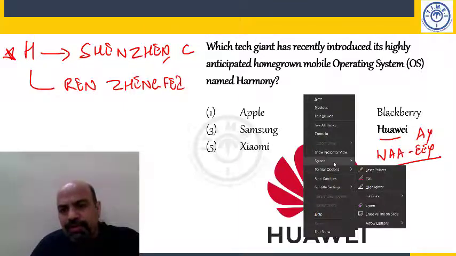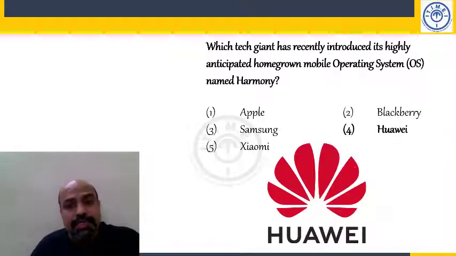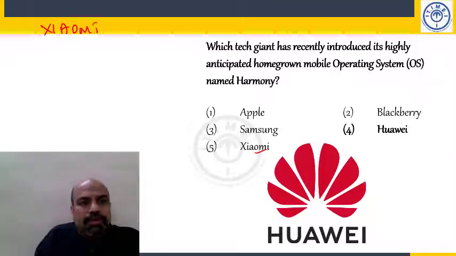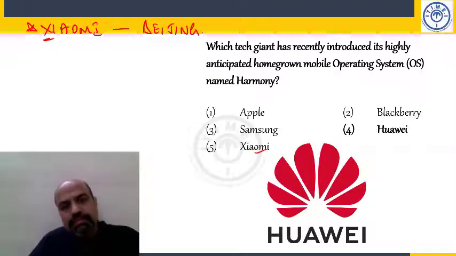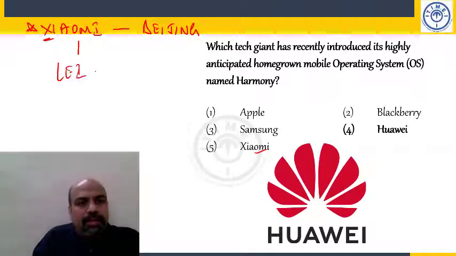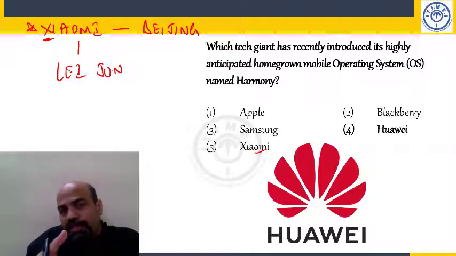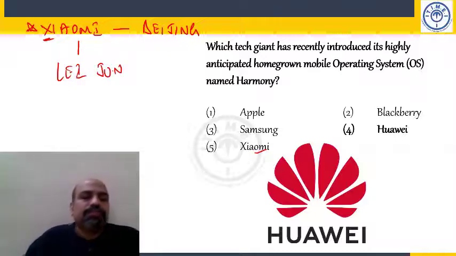From there, we can look at a couple more companies. You would be interested in knowing about Xiaomi. How do you pronounce it? Xiaomi. No harm. Both are right. Okay. It's headquartered in Beijing. Its CEO is a guy called Lei Jun. He's a guy who founded the company.